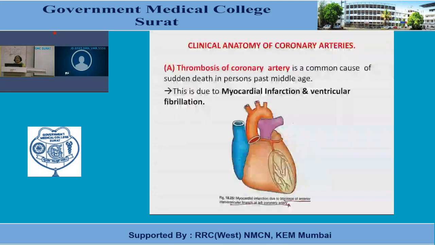Now, what is the clinical anatomy of the coronary arteries? It is more important in the living study. The most important one is thrombosis of the coronary artery, which occurs with atherosclerotic changes in advanced age. Thrombosis of the coronary arteries is a common cause of sudden death in persons past middle age. This is due to myocardial infarction and ventricular fibrillation, the two major clinical conditions.